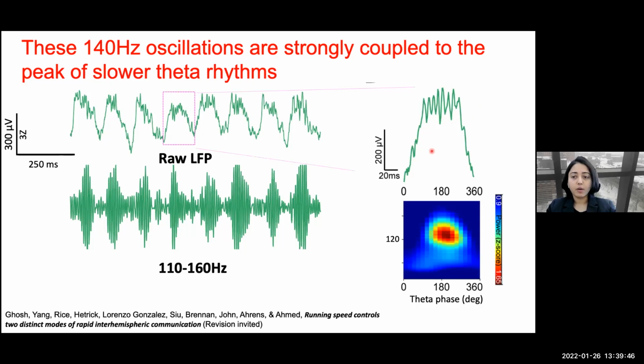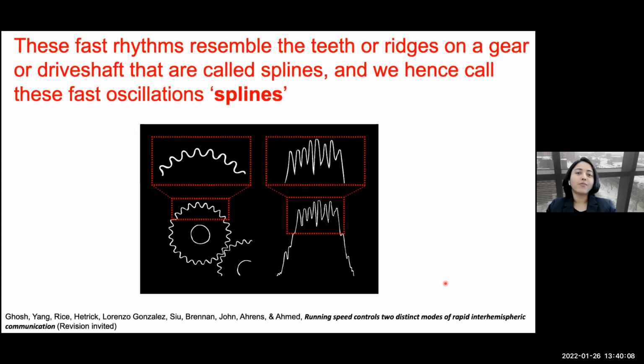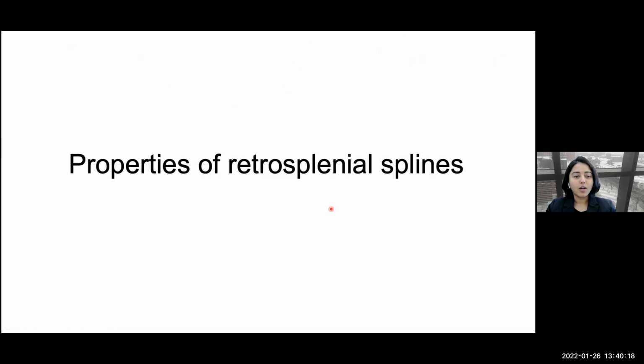To quantify this strength of coupling, we assigned a phase to each point on the theta cycle such that the peak is represented by 180 degrees. So averaged across 9 rats, thousands of theta cycles, we see how precisely these oscillations are coupled to the peak of theta. So these fast rhythms resemble the teeth or ridges on a gear, which are called splines, and hence we call these fast oscillations splines. So now that I've introduced you to retrosplenial splines, let's look at their interesting properties.